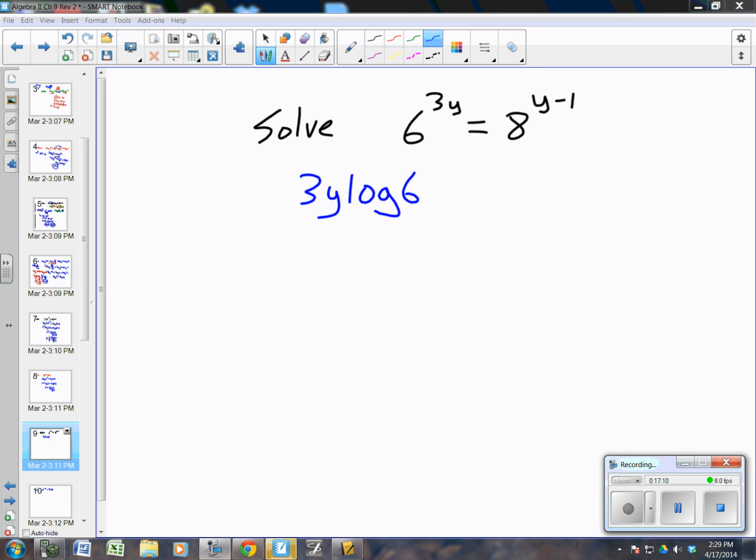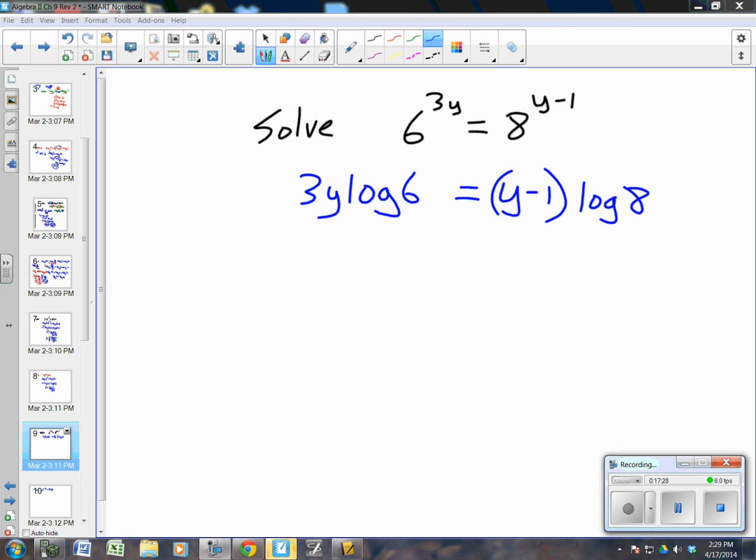We know that we can bring 3y down if we do log base 10 of 6. Log, and then we can bring the y minus 1 down. Remember, I need to put parentheses around that. Did you guys put parentheses around it? Because you've got to distribute that.